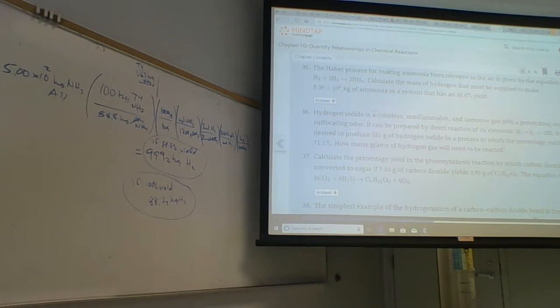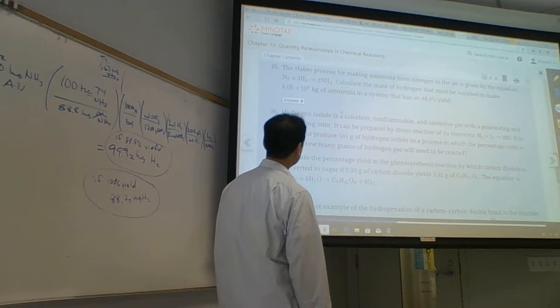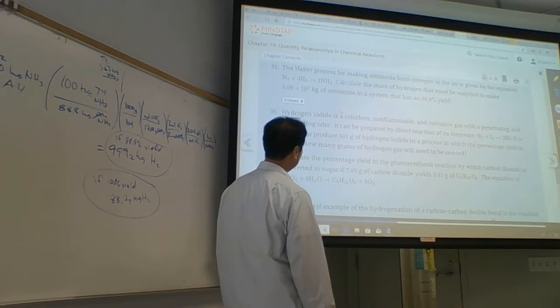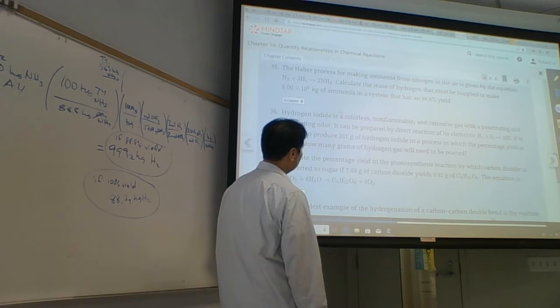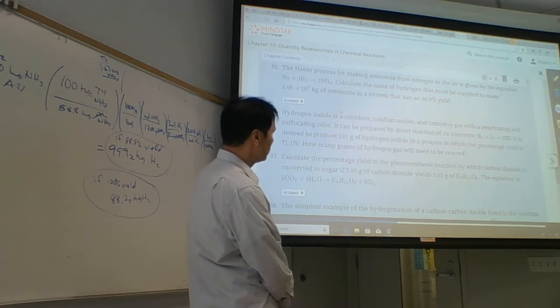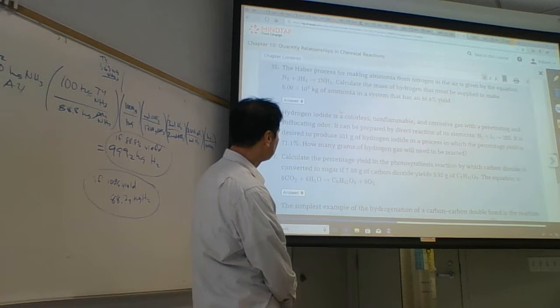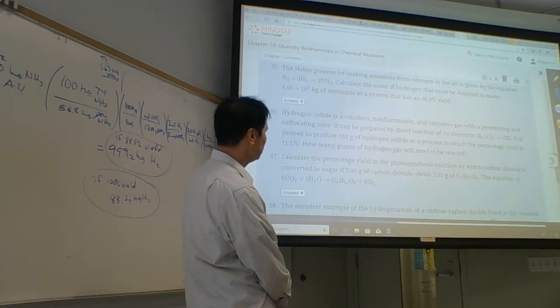Okay, so let's take a look at number 36 here. Hydrogen iodide is a colorless, non-flammable, and corrosive gas with a penetrating, suffocating odor. It forms hydroiodic acid in water. It can be prepared by direct reaction of its elements, hydrogen plus iodine yields HI. It is desired to produce 331 grams of hydrogen iodide in a process in which the percentage yield is 71.1%. How many grams of hydrogen gas will be needed?